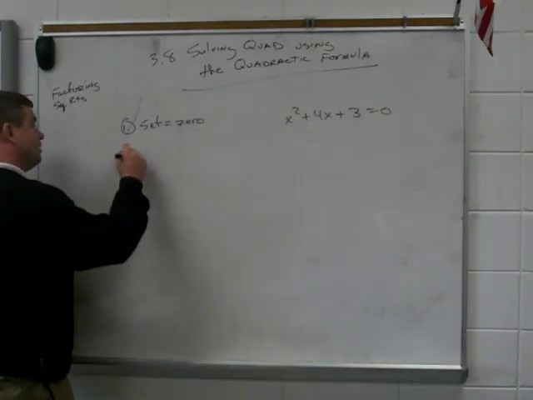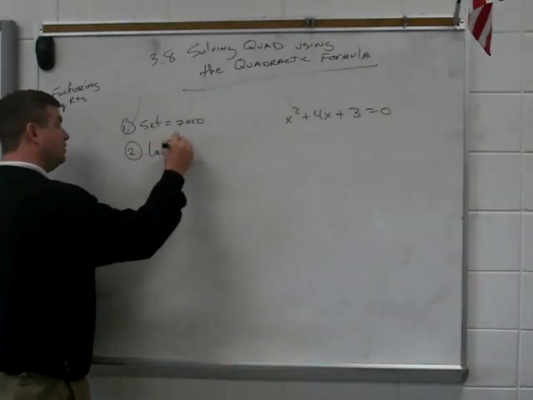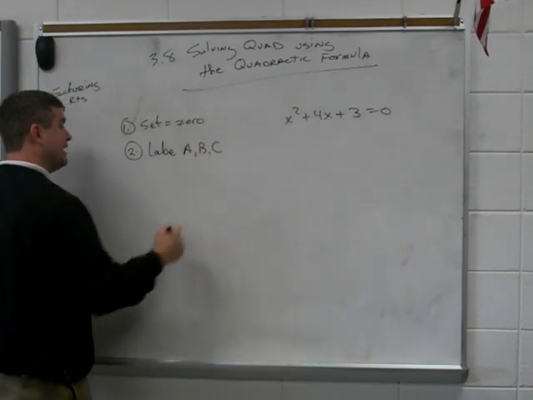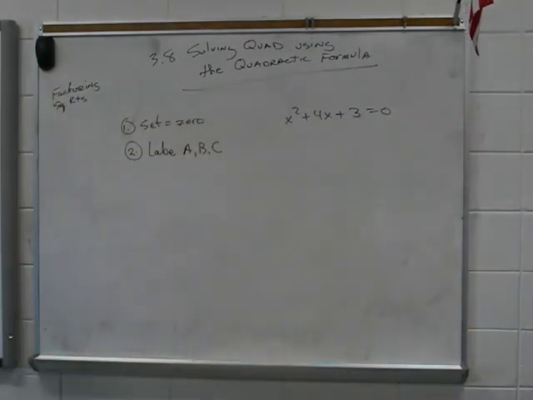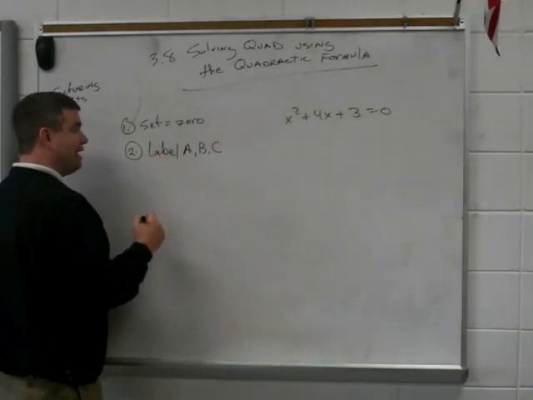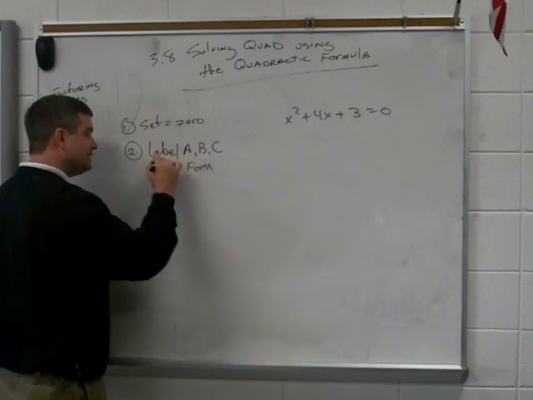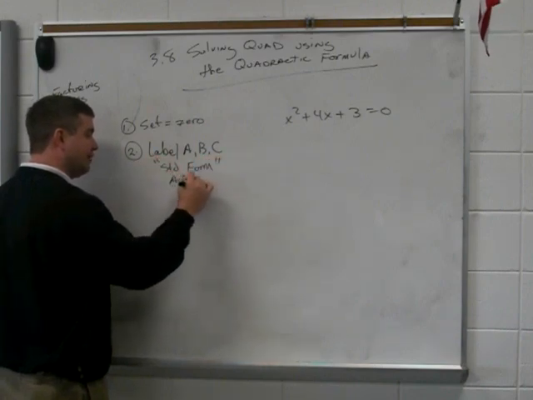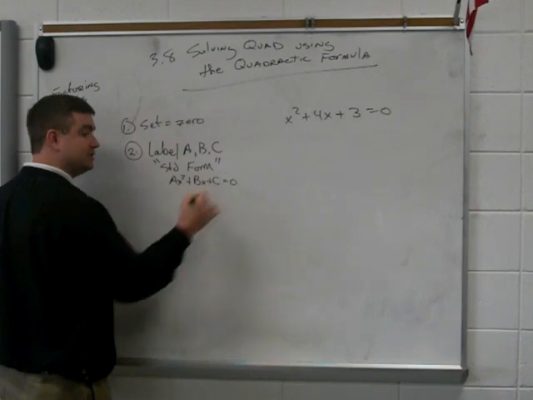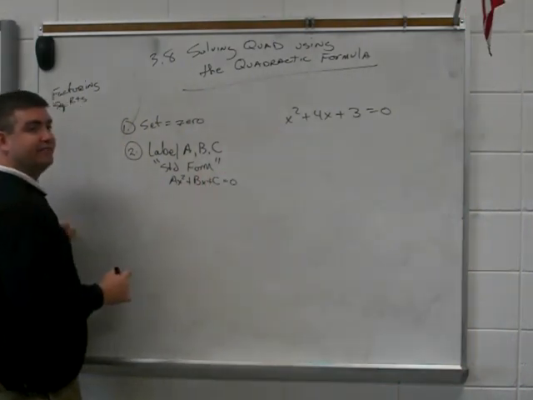Step number 2 is label A, B, and C. If you ask me for help, and I come to your desk and I look, and you don't have A, B, and C labeled, then I'm not going to help you. And that sounds harsh, but it is so important that you label A, B, and C appropriately. Label A, B, C is it's in standard form. And when it's in standard form, it's ax squared plus bx plus c is equal to 0. That's where the A, B, and C come from.